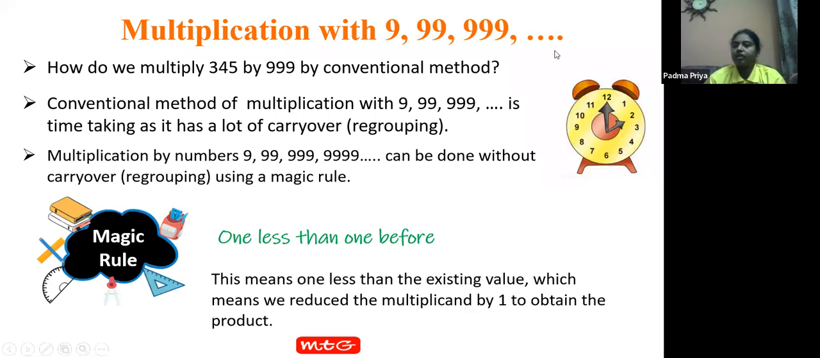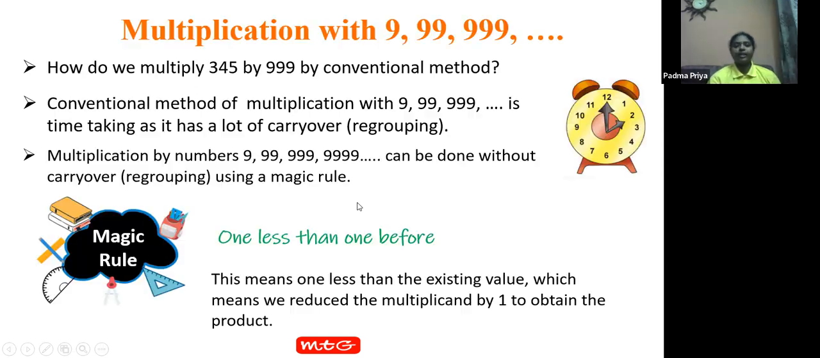The same thing we are going to use. That is the magic rule that we are going to apply. This means 1 less than the existing value. Whatever the given number is, you should reduce 1 from it, which means we are reducing the multiplicand by 1 to obtain the product. How is that? Let us see.